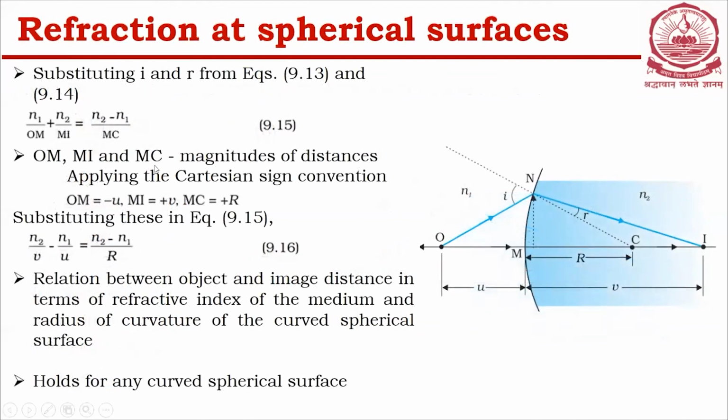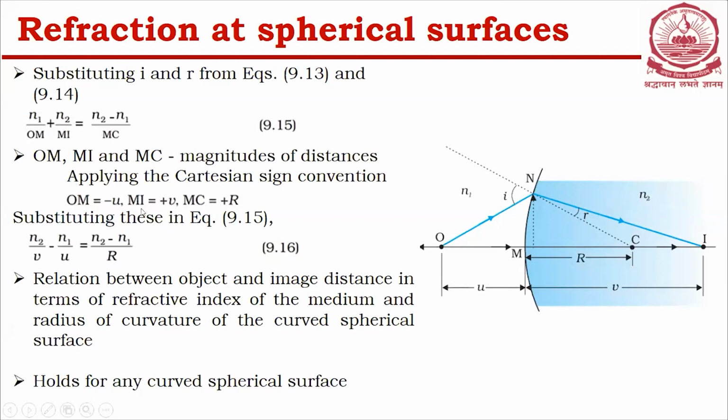I get this equation. So OM, MI, and MC are magnitudes of distances, and of course I have to apply the sign convention which I said earlier. OM is nothing but your object distance. It is measured against the light propagation, so this is minus U. MI is along the direction of light propagation, so it is positive, and MC is also positive. This is the radius of curvature.